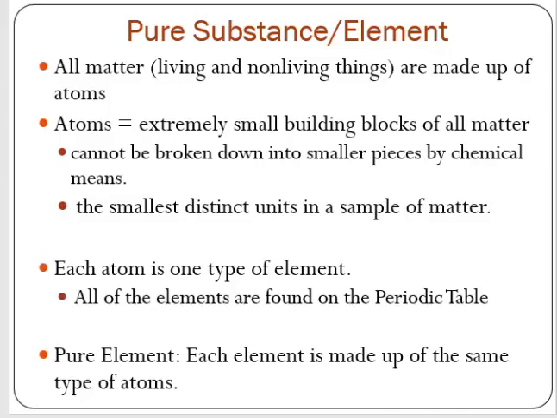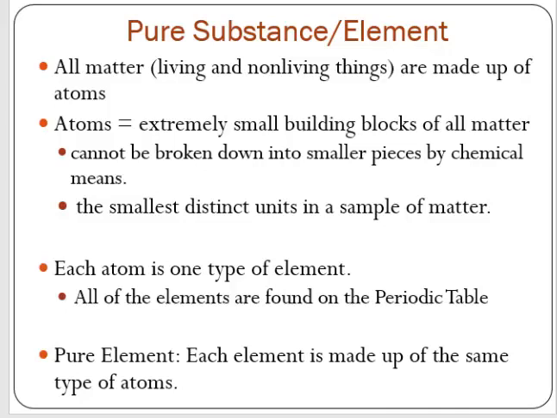So let's talk about the first pure substance, an element. All matter, living and non-living things, is made up of atoms. I think you guys have probably heard about atoms before. Atoms are those extremely small building blocks of matter. They are the smallest part that cannot be broken down into smaller pieces using chemical means. They're the smallest distinct units in a sample of matter. So if you're talking about one type of matter, it can't be broken down any further than an atom without changing what it is. And each atom is made up of only one type of element.